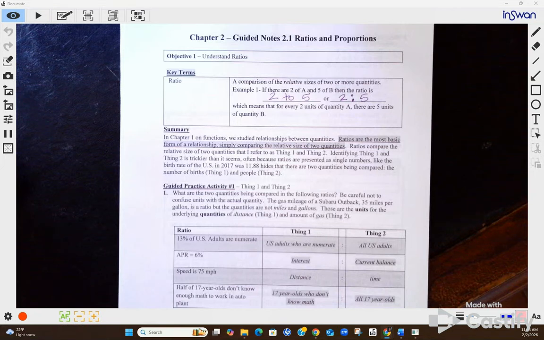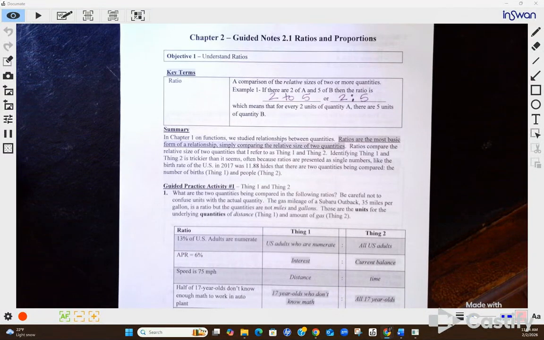Half of 17-year-olds don't know enough math to work in an auto plant. So we've got all 17-year-olds, and then we get that half number because we are talking about the ones that don't know the math they would need to work in this auto plant. So that's how you're getting the half number, comparing all 17-year-olds to the ones that don't know math. You borrowed $300 and you pay $350 at the end of the month. So you have the amount that you started with, the original amount that you borrowed, and then you have your new balance because you've now added some interest to that.